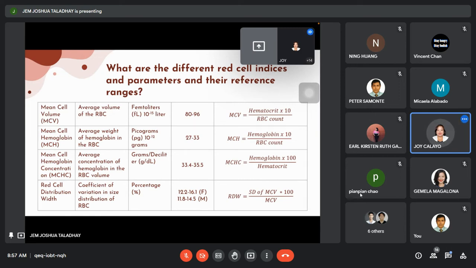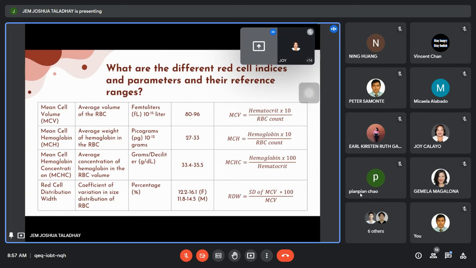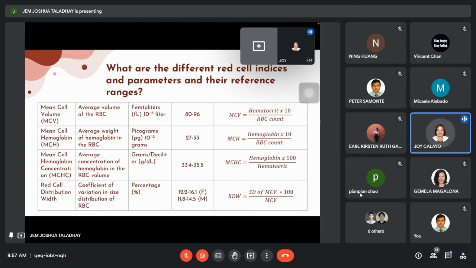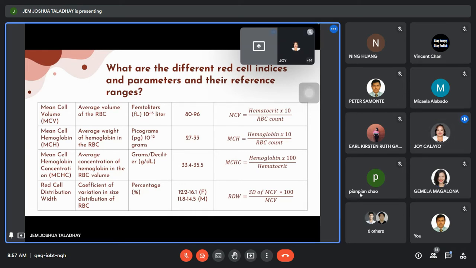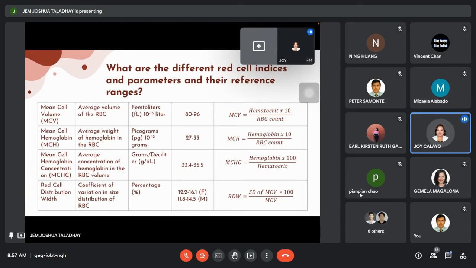Okay, last question: is iron recyclable? Yes, ma'am. Actually, the majority of the iron supply in our body is recycled by the macrophages from the senescent RBCs po. So if you have IDA, there is not much to recycle, so that clinically the patient will manifest the symptoms of anemia. Okay, thank you for the presentation, Sir Jem.